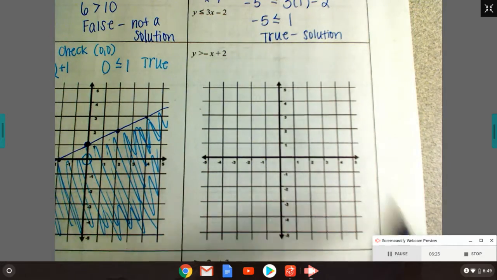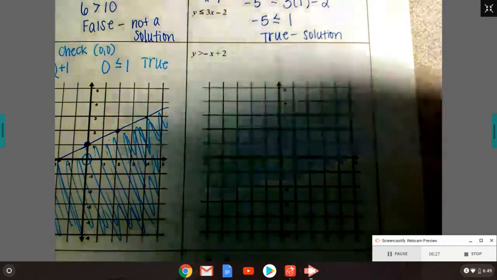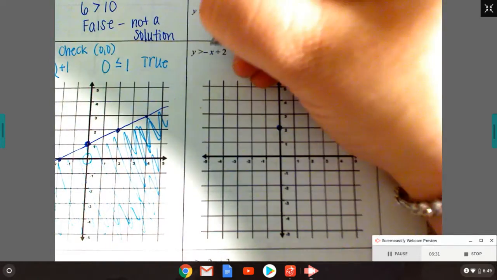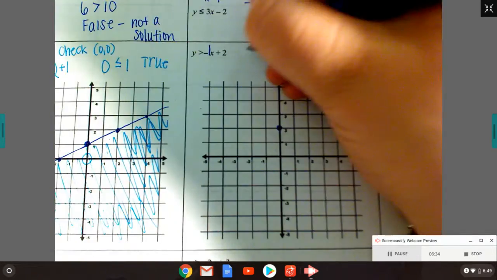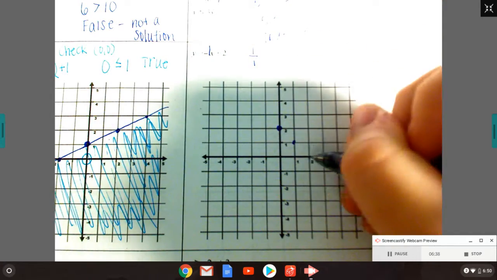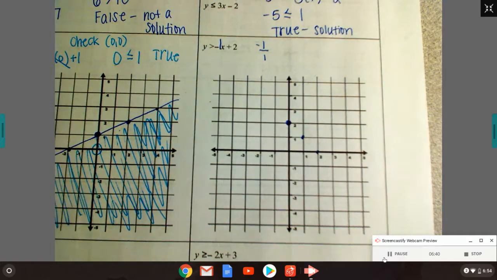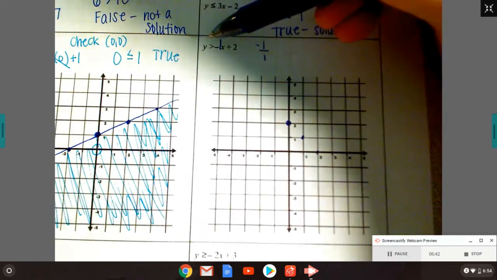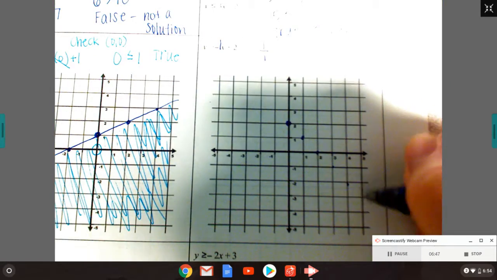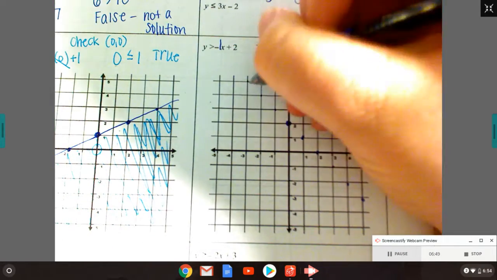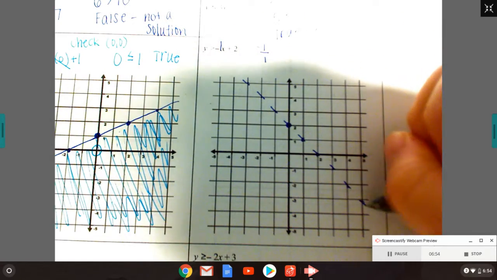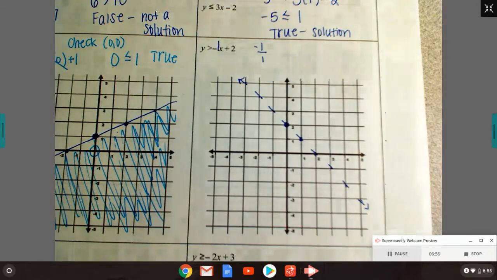We're going to graph the line like normal. So the y-intercept is at 2, so go up to positive 2. And then our slope is hiding right there. Our slope is negative 1, so negative 1 over 1: down 1, right 1. Down 1, right 1. All right, and then we've got a greater than symbol here, so this is going to end up being a dashed line. We can kind of see where this is heading. I'm going to dash through it all. There we go.